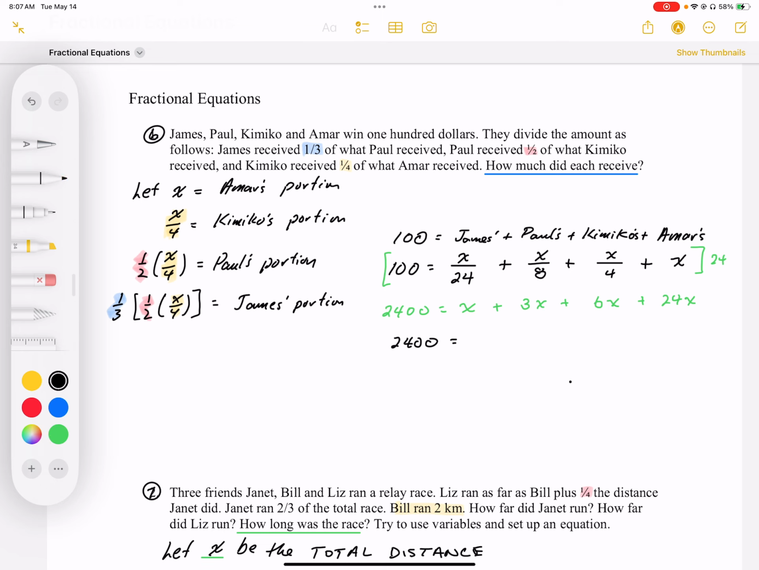Solving this equation, we end up with 2400 is equal to 1 plus 3 plus 6 plus 24. That looks like 34x. Okay, and then solving for x, divide both sides by 34, so we get 2400 over 34. Okay, and that's going to simplify to 1200 over 17.